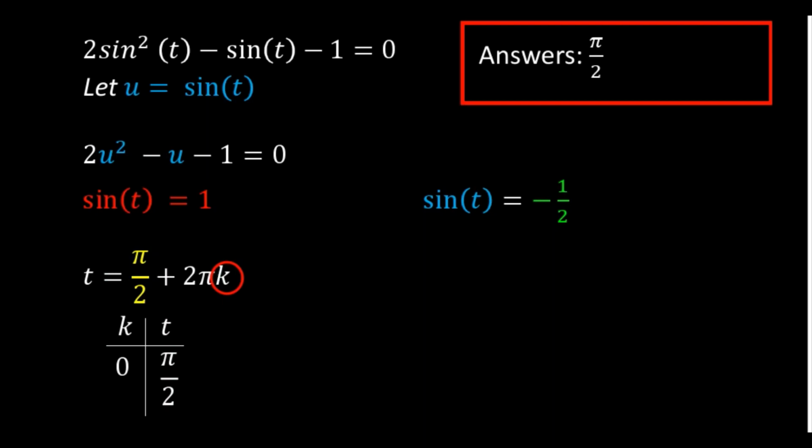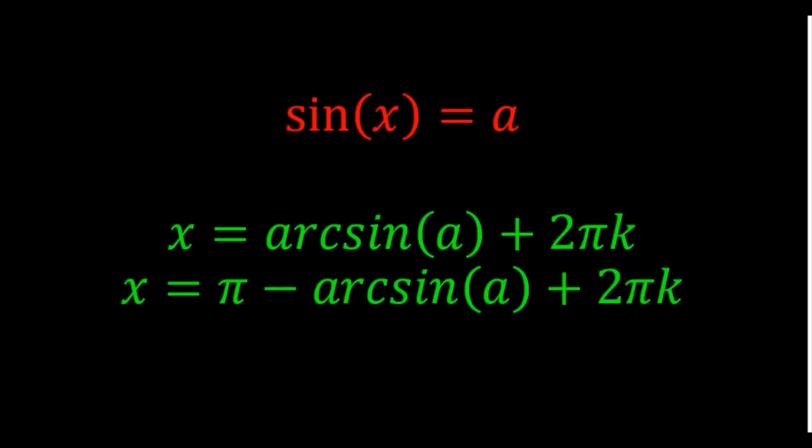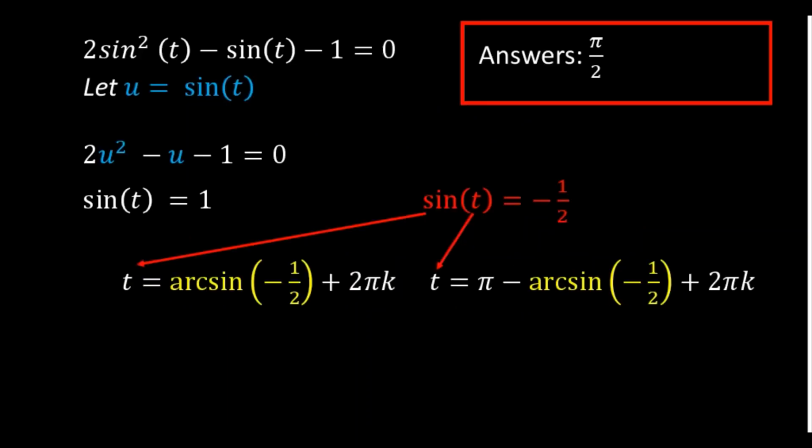Now there's no need for me to plug k equals 1, because we'll have 2 pi plus pi over 2, which will definitely exceed the interval of 2 pi. So we will move to the second equation, sine of t equals -1 over 2. And again, remember that if sine of x equals a, then x equals arc sine of a plus the period 2 pi k, and pi minus arc sine of a plus the period 2 pi k, which means that sine of t equal to -1 over 2 will be broken down into two equations.